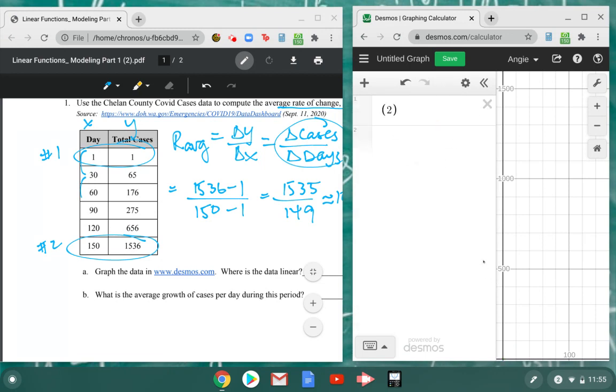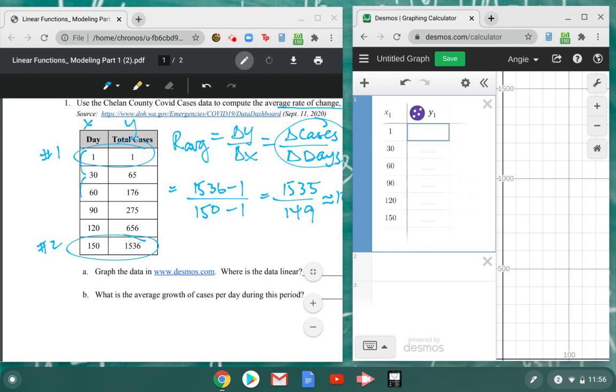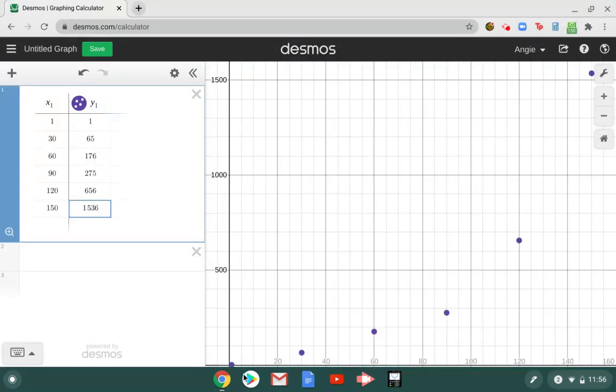Okay, so I want to go ahead and add this. I want to click on the plus sign and then add table. And I'm going to go ahead and type in my days first. So 1, 30, 60, 90, hitting enter after each one, 120, then 150. I'm going to go up to the top of the Y column and type in my cases. 165, 176, 275, 656, and 1536.